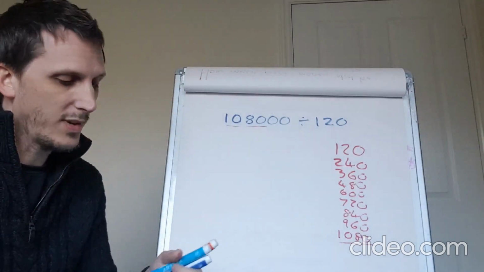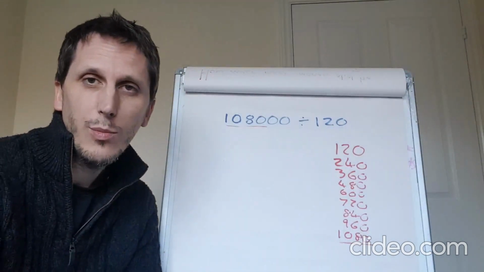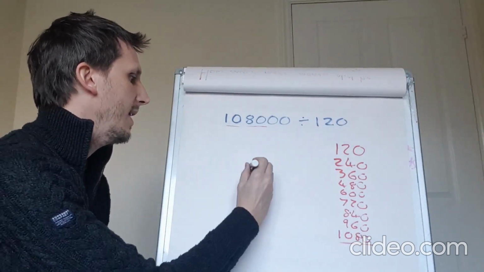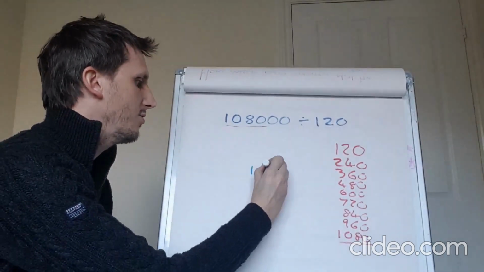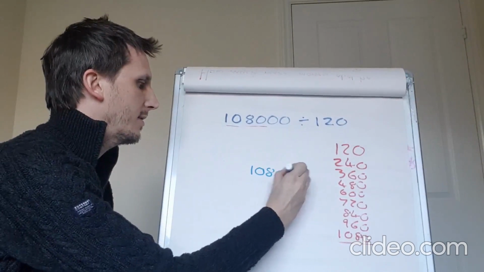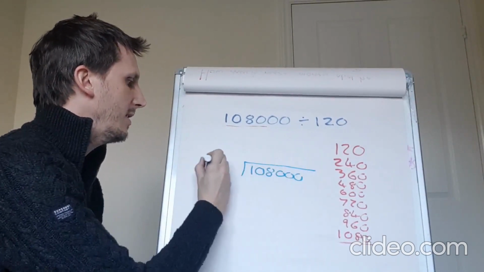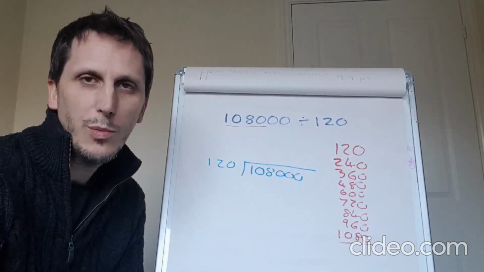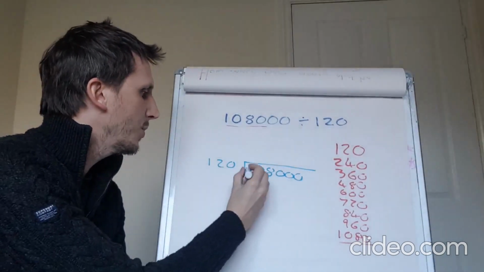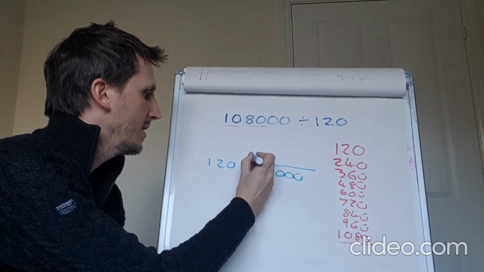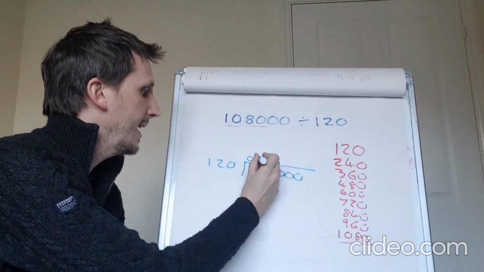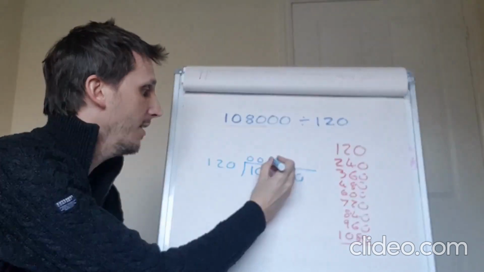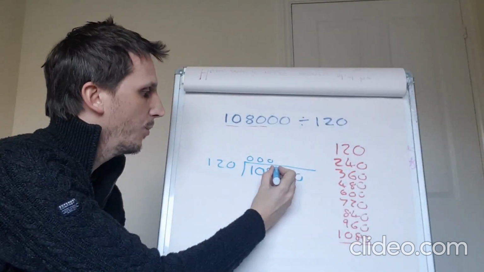So once we've done our times table like that, then we need to actually go ahead and do it using bus stop. So we have 108,000 divided by 120, and we just do what we would normally do for bus stop. 120 into 1 goes 0, carry the 1 over, into 10 goes 0, carry it over, into 108 goes 0, carry it over.